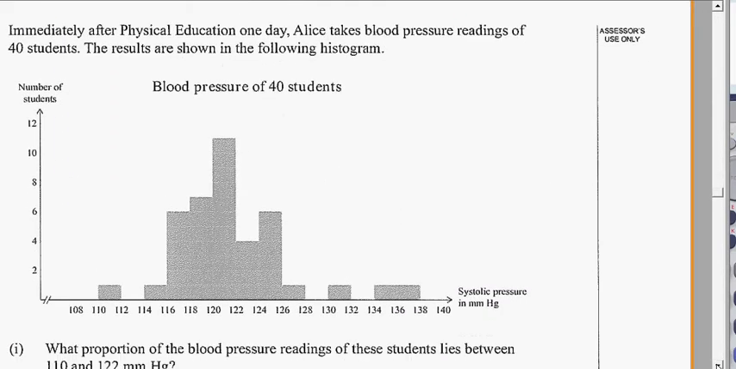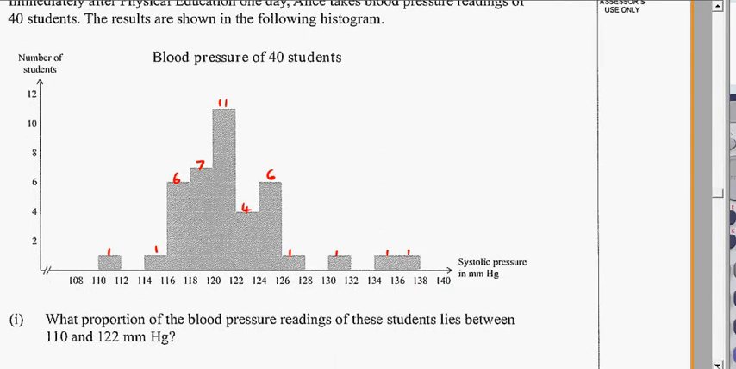Right, we can see we've got our graph here. 40 students. The first thing it's good to do with a graph is just run through and put the heights on the bars because we're going to probably need that. You can check that they add to 40. Part 1.